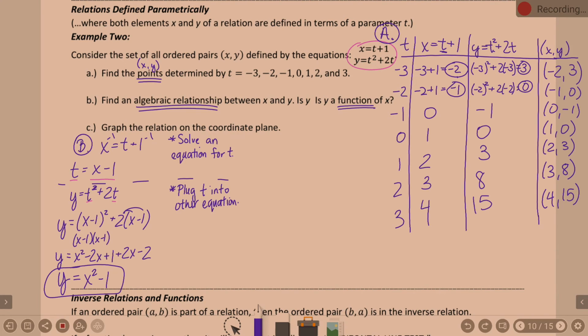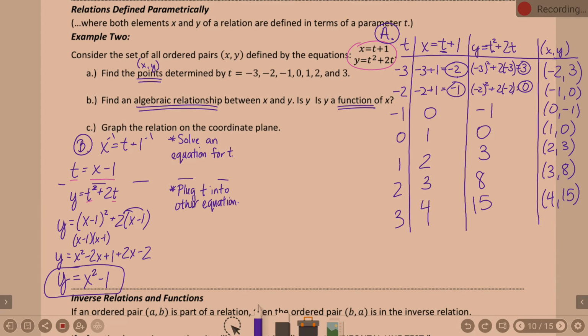So I'm going to follow that up with why. Because the x values aren't repeating. Okay, it passes the vertical line test. Okay, what passes the vertical line test? y equals x squared minus 1.